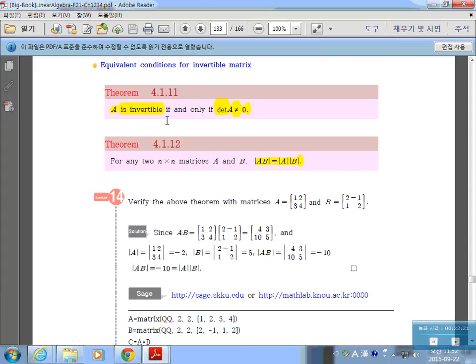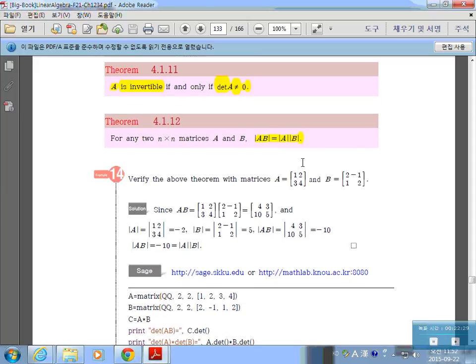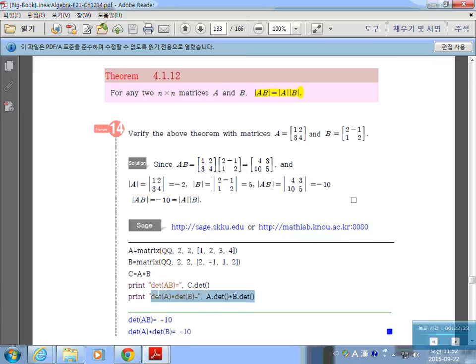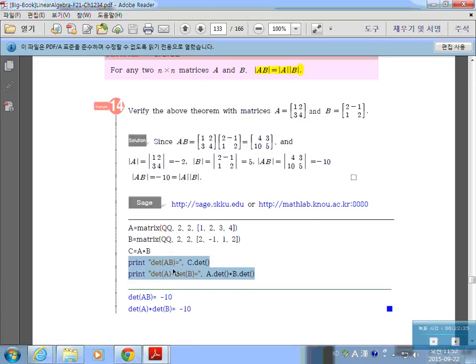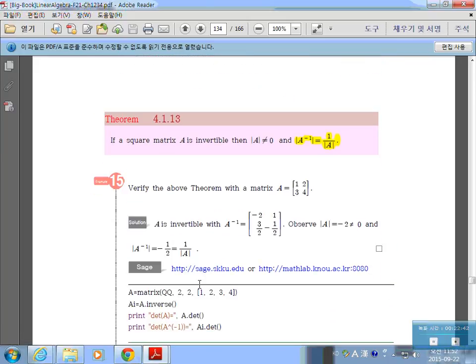Here, A is invertible if and only if the determinant of A is not 0, and the determinant of AB is equal to the determinant of A times the determinant of B. So you can check these properties with this example. You can find the determinant of AB and the determinant of A times the determinant of B. Compare these two, and they should be the same.